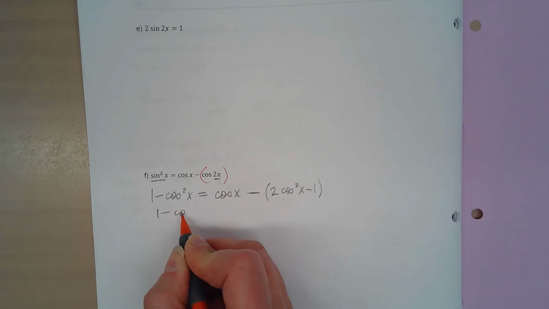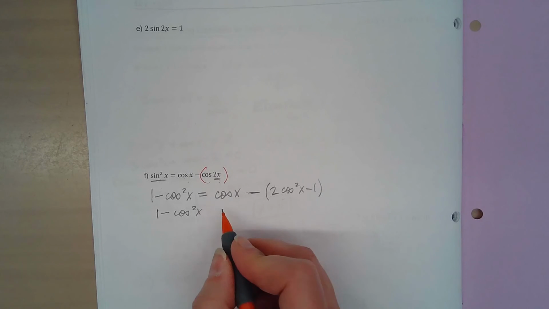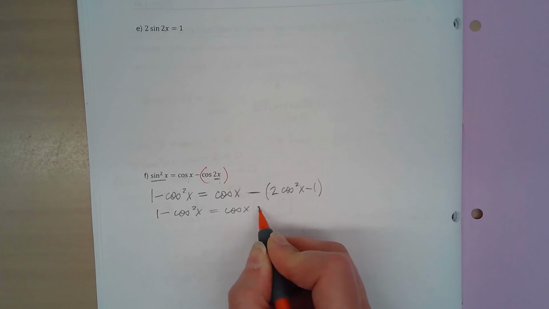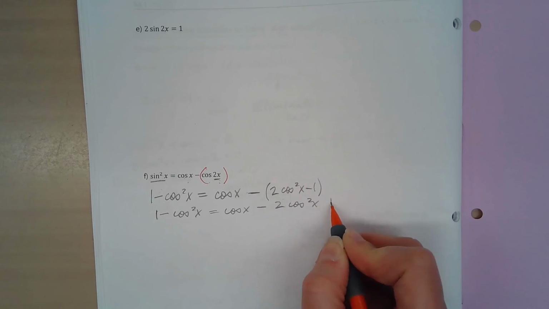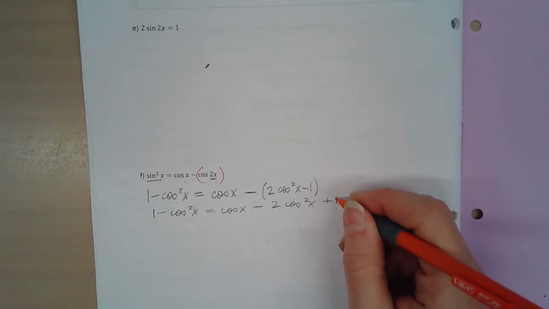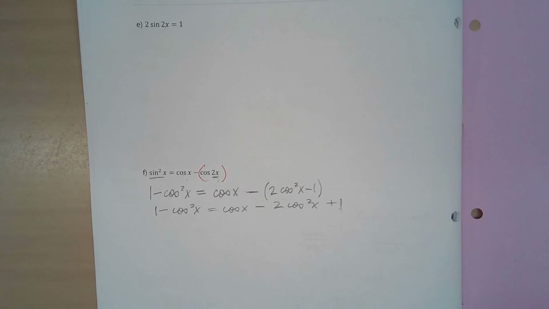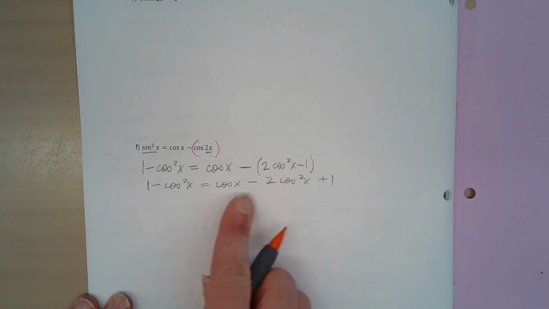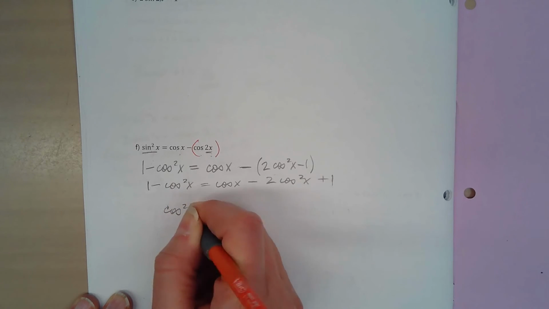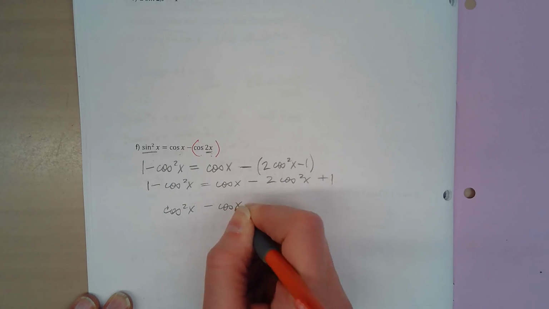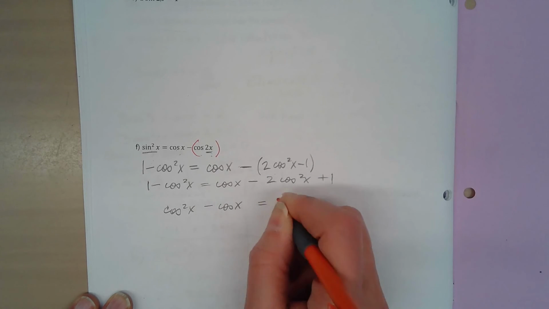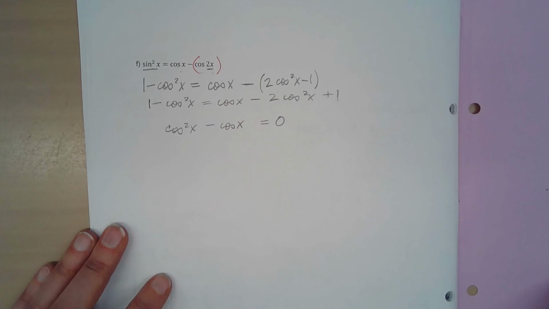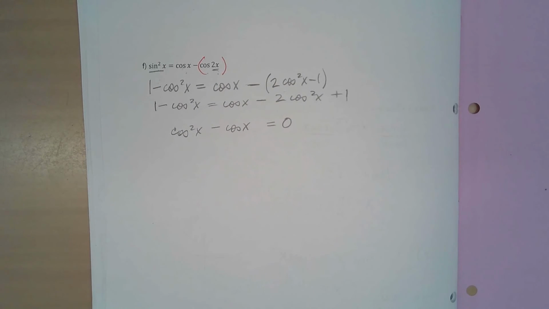Okay, let's clean this up a bit. I've got 1 minus cos squared equals cos of x minus 2 cos squared plus 1. So we have another quadratic, right? I think I'll move everything to the left. So a negative cos squared plus 2 cos squared gives me positive cos squared. And then a minus cos x. And my 1's just cancel out, right? So this is a quadratic. It's not a trinomial, but it's got 2 pieces. You can factor this one, right?